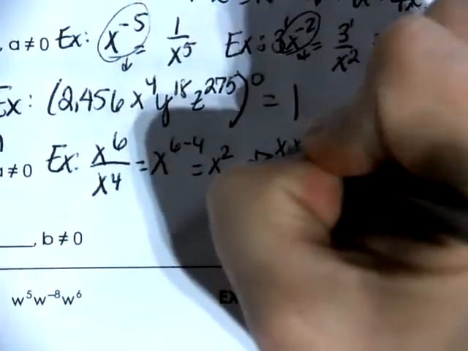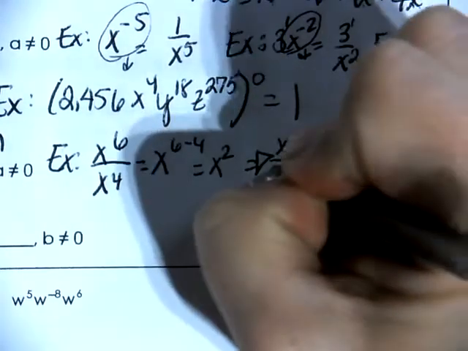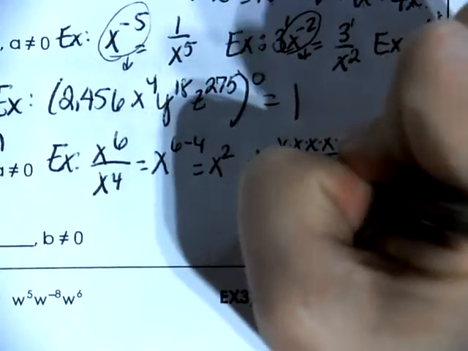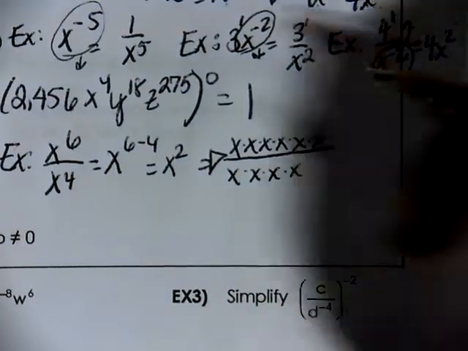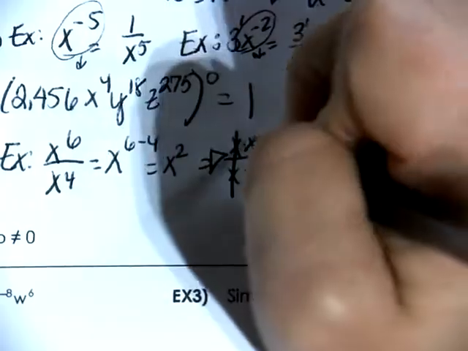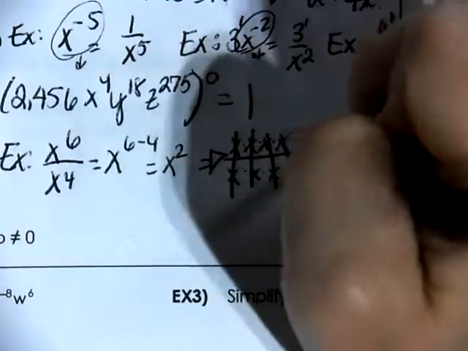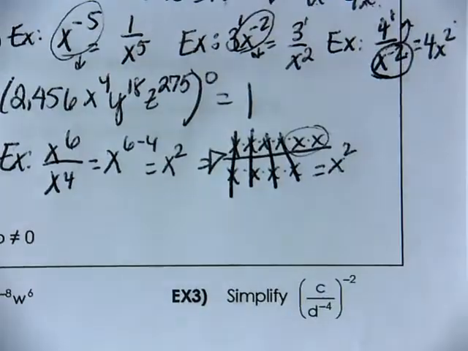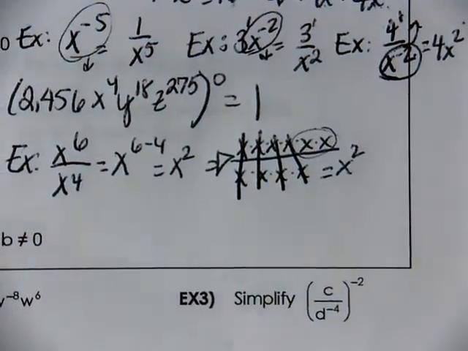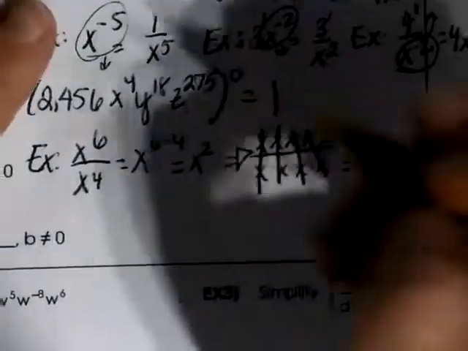Technically, we would have 6 x's on top and 4 x's on the bottom. And we know that x over x is equal to the number 1. So that's 1, 1, 1, 1. And what we're left with are 2 x's on top. And x times x we know is x squared. This is one thing I want to emphasize, is that this answer is simply going to be x squared.